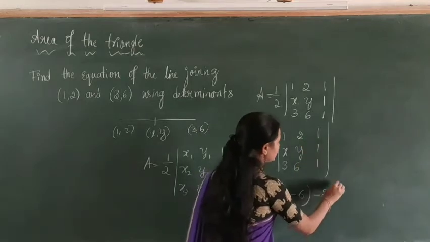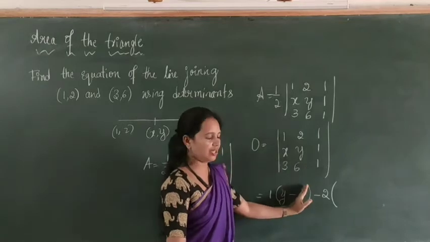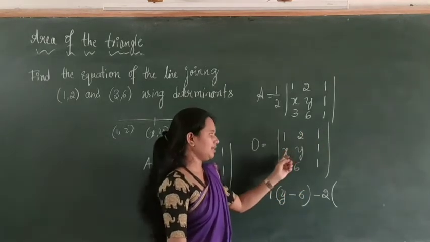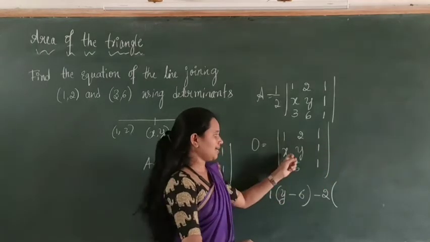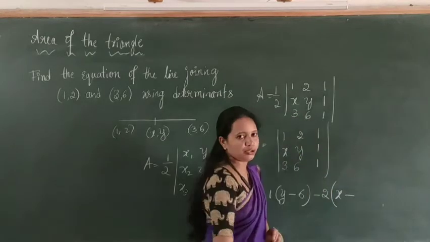The second element is 2. 2 is in the first row and second column. Delete the first row and second column. The remaining elements are x, 1, 3, 6. Here x into 1, x, minus 3 into 1, 3.